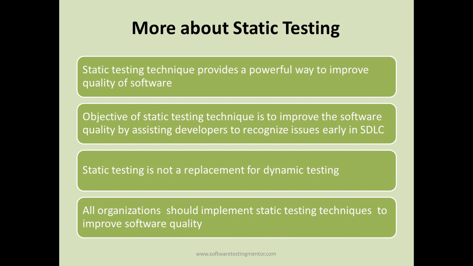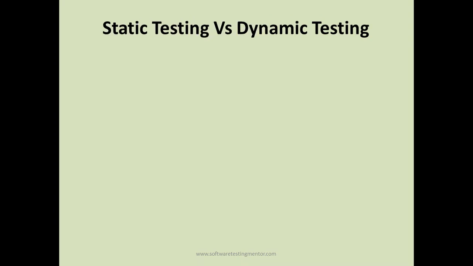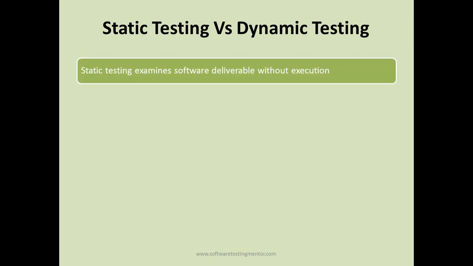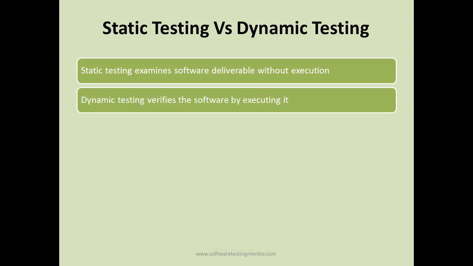In order to improve software quality, static testing technique is the most important testing to carry out in any sort of software development lifecycle. Now let's see the difference between static testing and dynamic testing. Static testing examines software deliverables without execution. That's the first difference. And dynamic testing verifies the software by executing it. So static testing is up to your code, up to the coding phase.